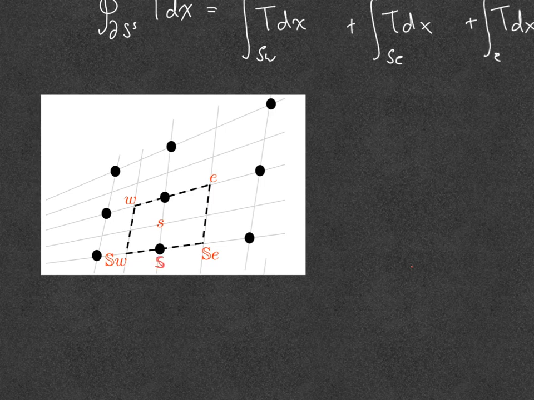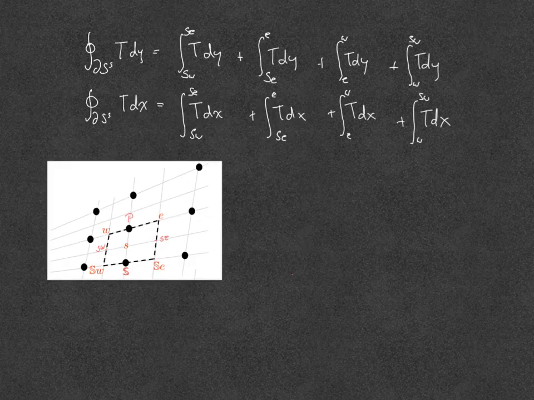Here is, yes, P. Here we have small s, small e. Here we have, yeah, so we have small s, small w. So these are the points we're interested in right now. Now we will apply the midpoint rule.